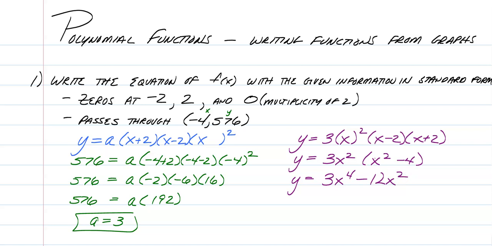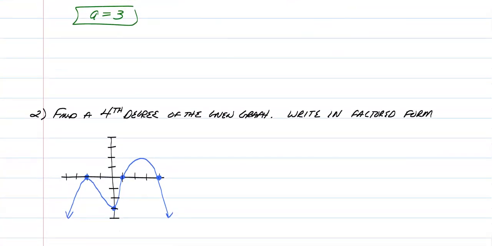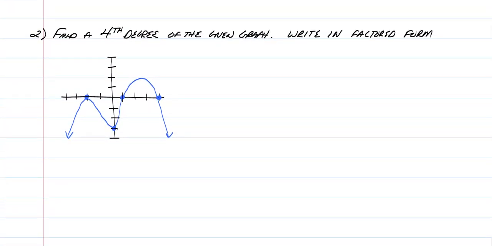If I asked you to leave it in factored form, you could have left it right here. Okay, so this we know is factored form. But since the directions ask for standard form, that means FOIL, multiply, distribute, combine like terms, all of that fun stuff, and get rid of the parentheses. Okay? So the next example is pretty much the exact same type of question. The only difference is I gave you a graph.